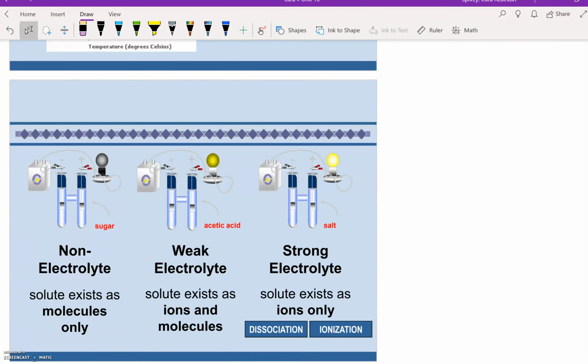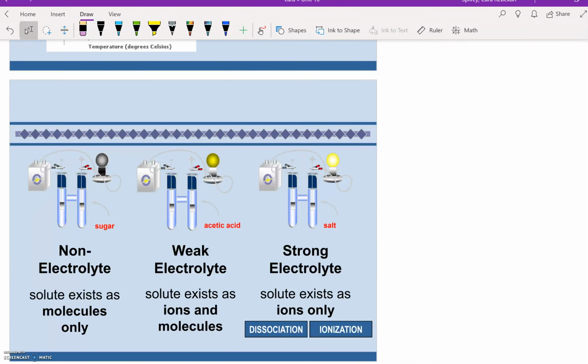Today we are going to be talking about electrolytes as well as some colligative properties because it didn't get to fit on that last video. So let's go ahead and get started with electrolytes. We are going to be continuing our notes on pages 1, 2, and 3.